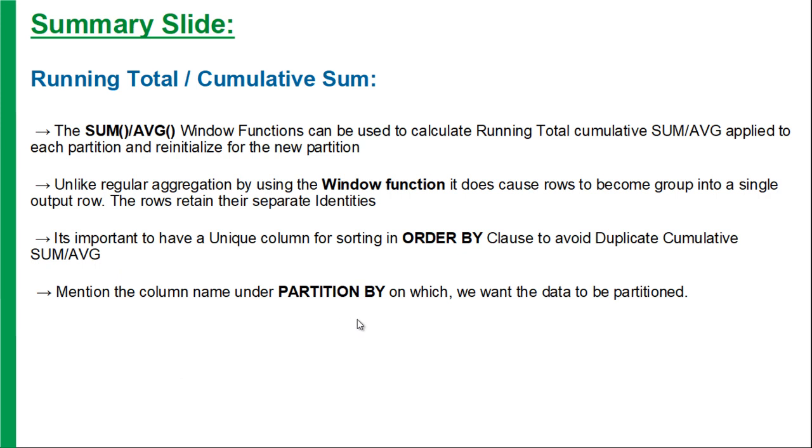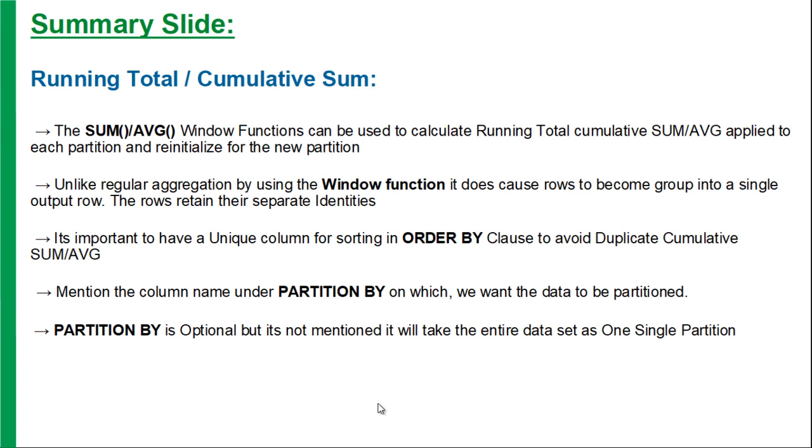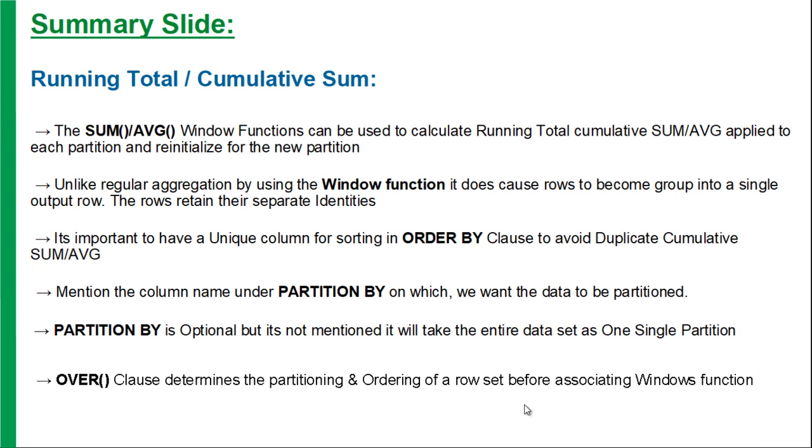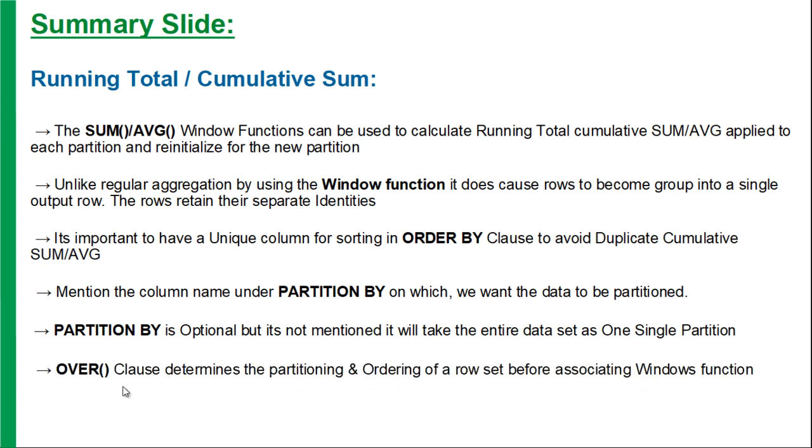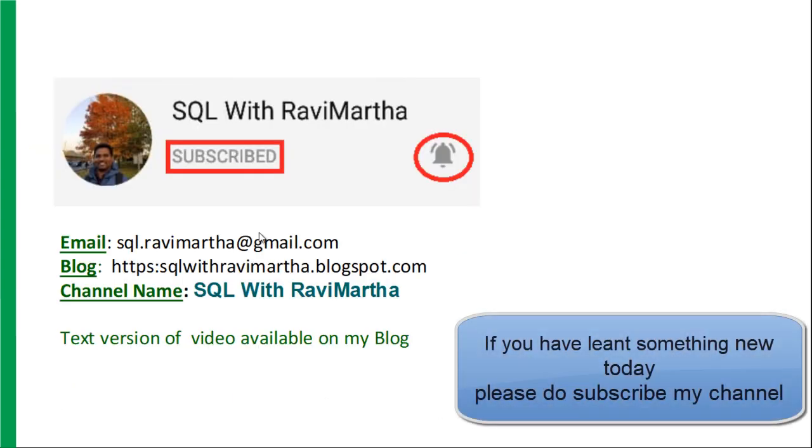Mention the column name under partition by on which we want to partition the data. In case you are not mentioning any column under partition by, it will treat the entire table as a single partition. The over clause determines the partitioning and the ordering of a row set before applying the window function. That's all for today.